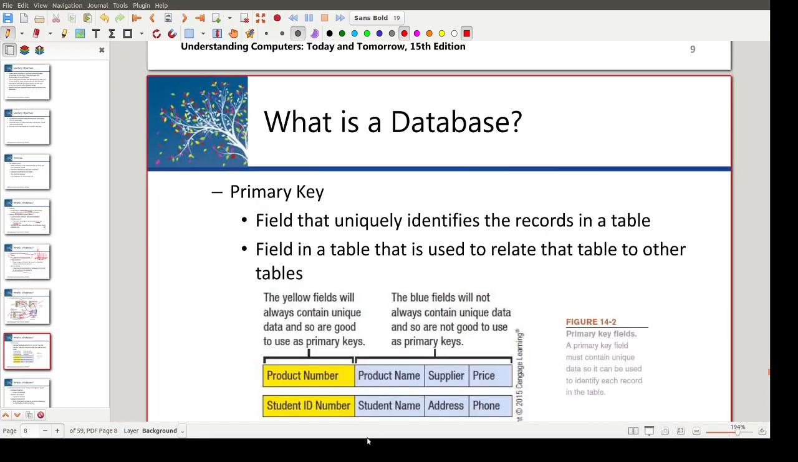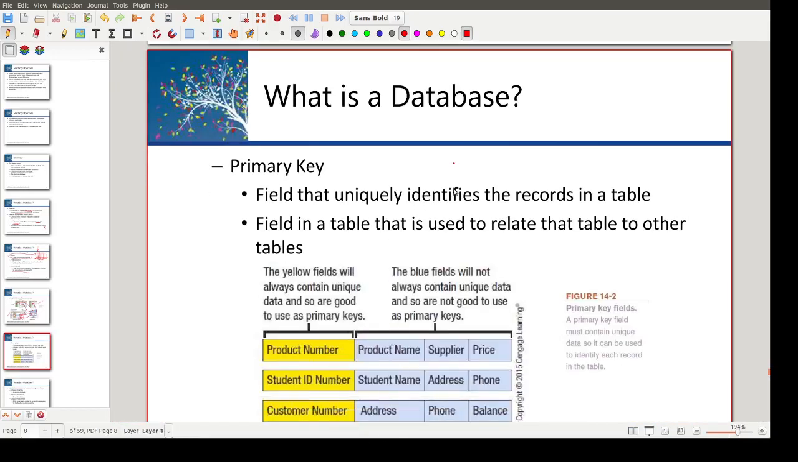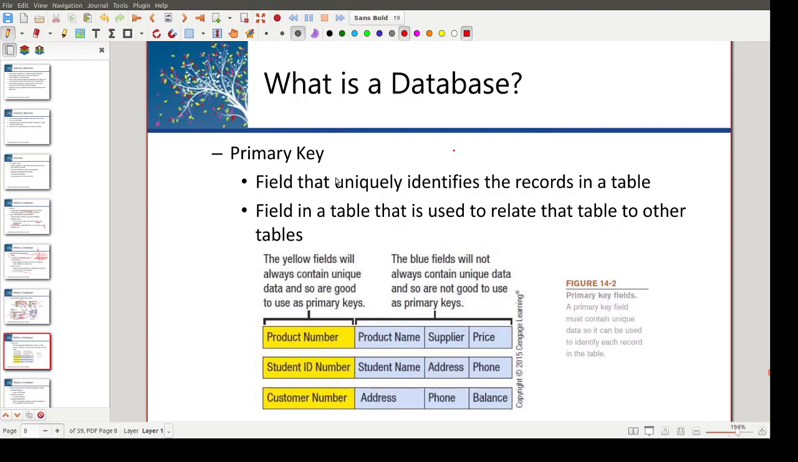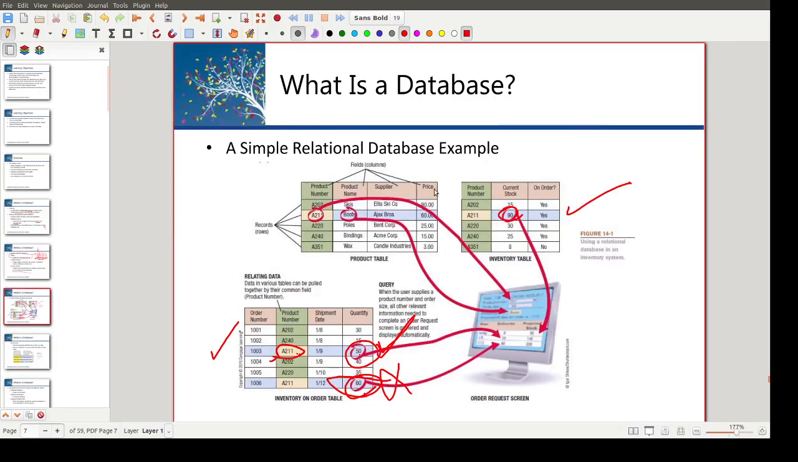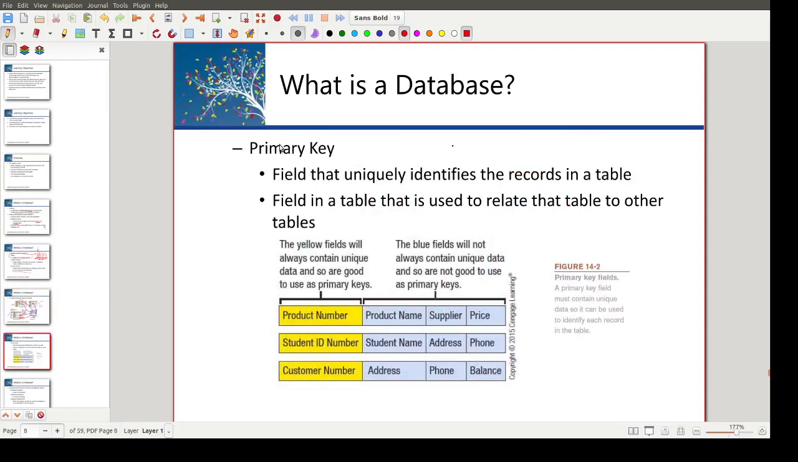Inside every table, there must be a field called the primary key. A primary key is a field that uniquely identifies the records in a table. So if you have a table like this one, what makes a product unique? We give a product number as the primary key, and this primary key is very important because it uniquely defines what this record is. So the primary key is a field that uniquely identifies the records in a table.